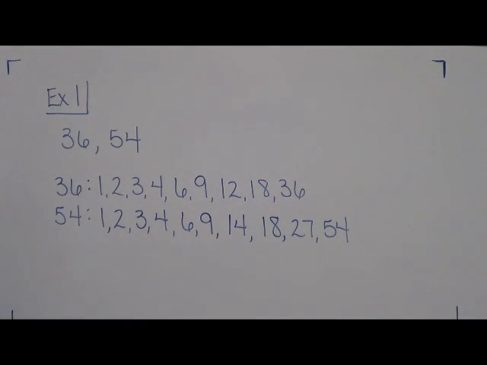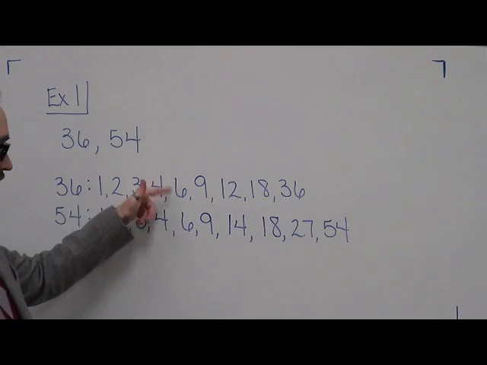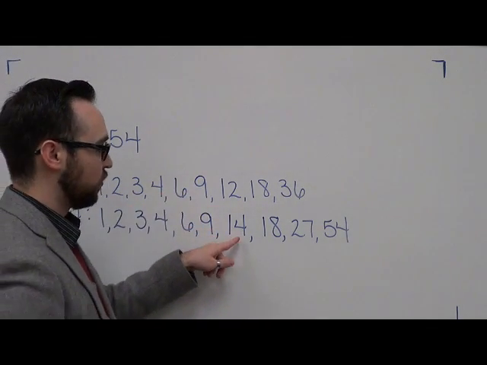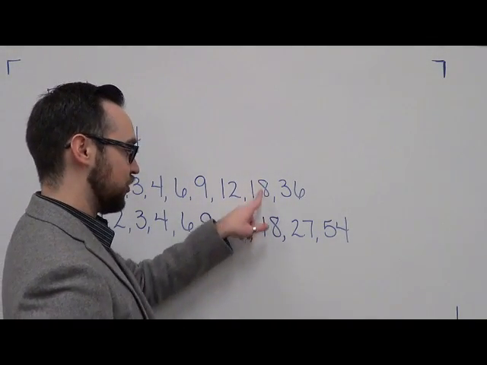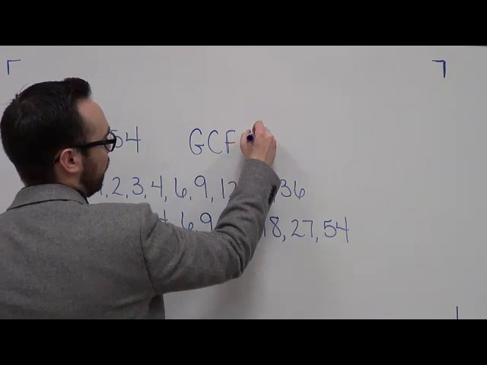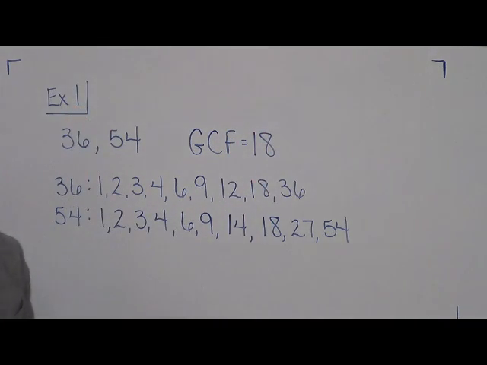Now we go through 1s, 2s, 3s, 4s, 6s, 9s. Those are all the same. So right now it's 9. 18 is shared, and that's the last one. So our GCF here is going to be 18, between 36 and 54.